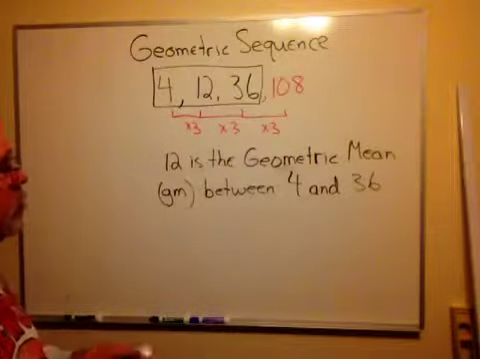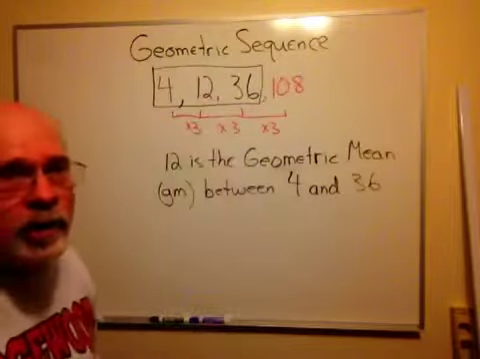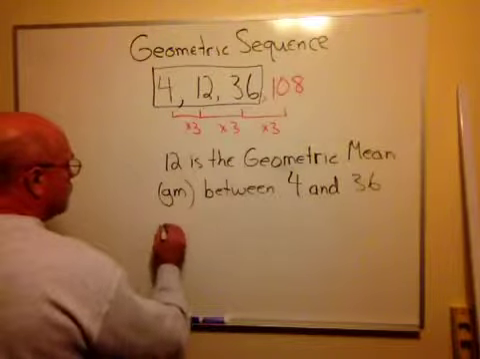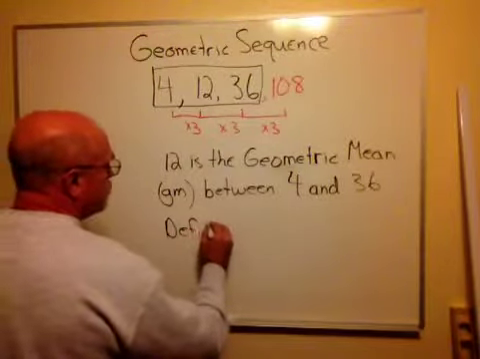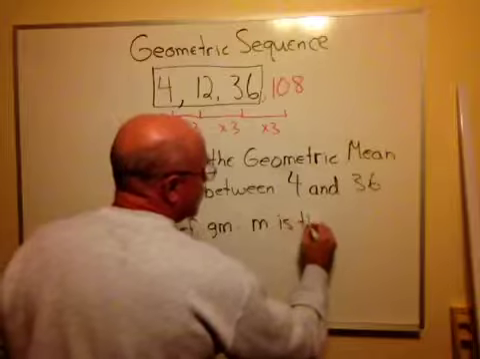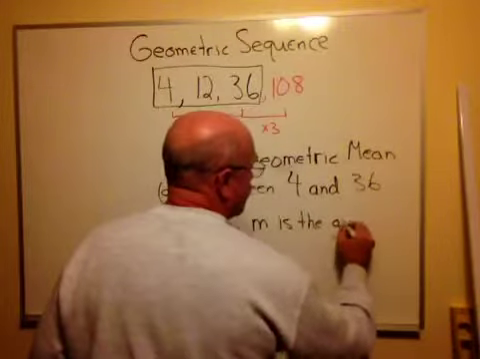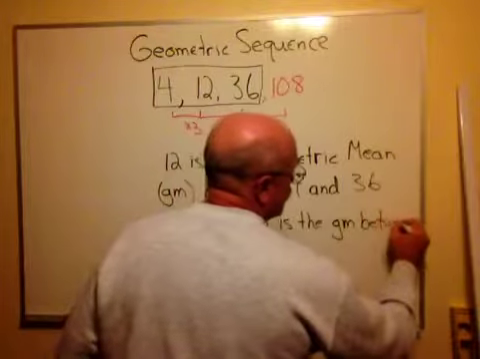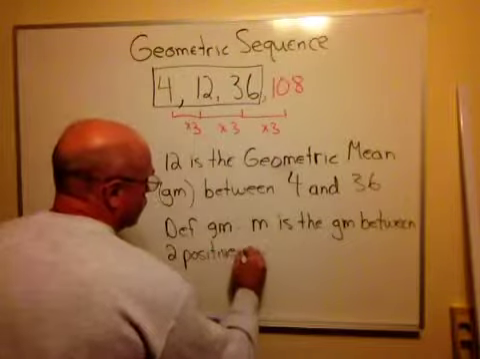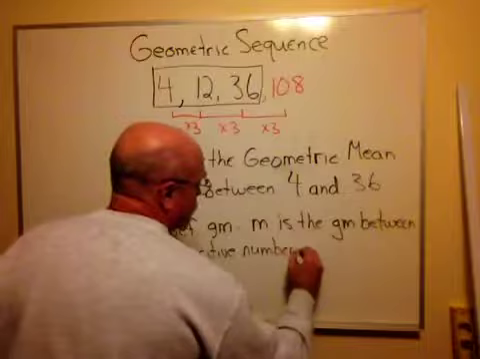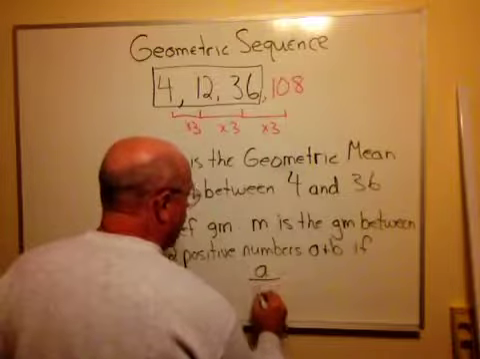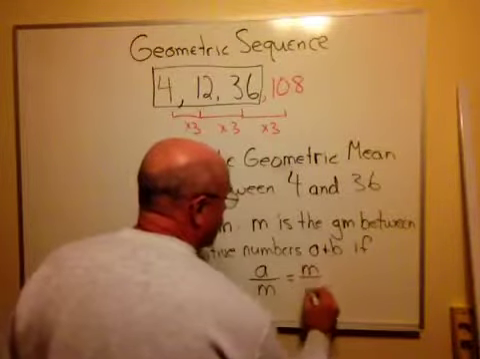Now, we're going to give you another definition of geometric mean, but that shows you where it comes from. Our definition is going to say this. M is the geometric mean between two positive numbers A and B if A over M equals M over B.